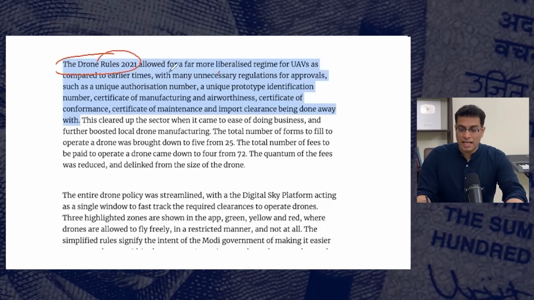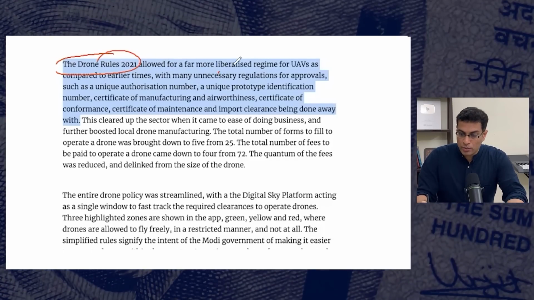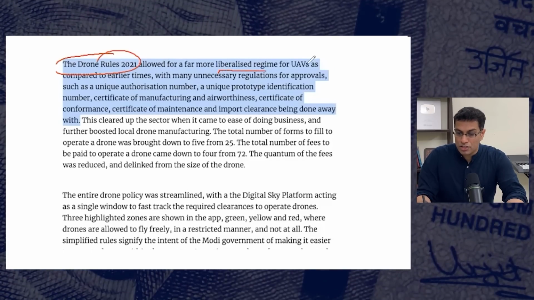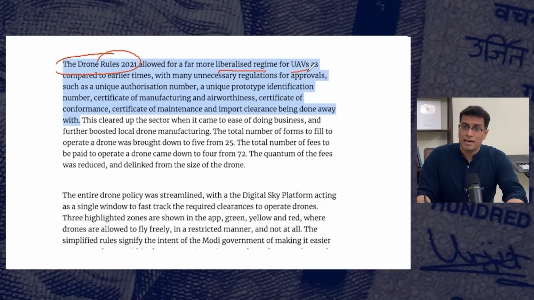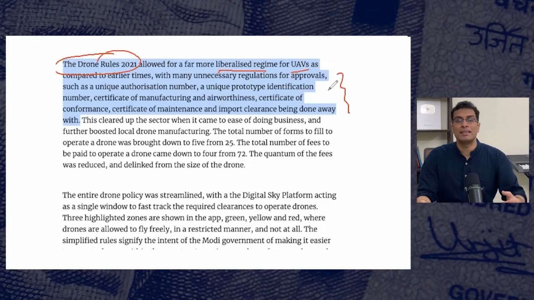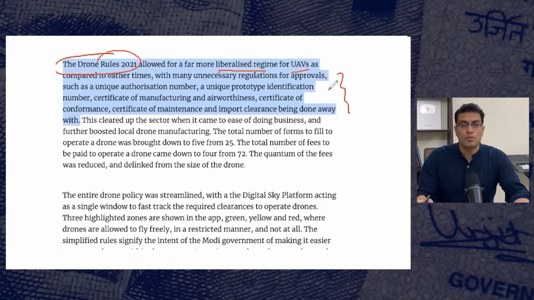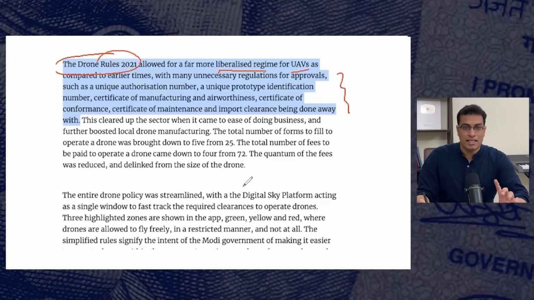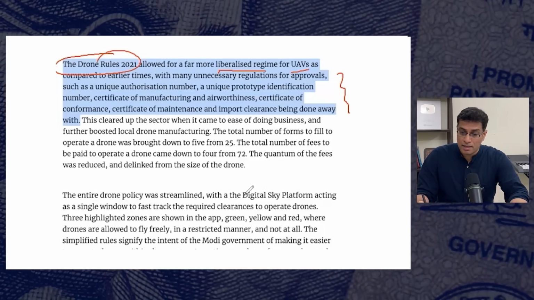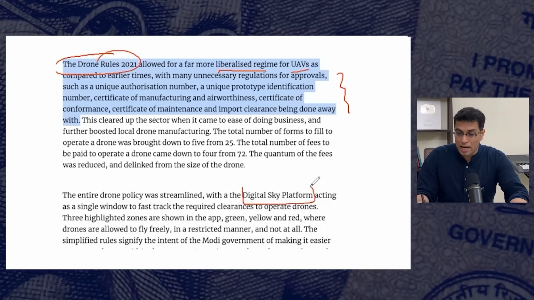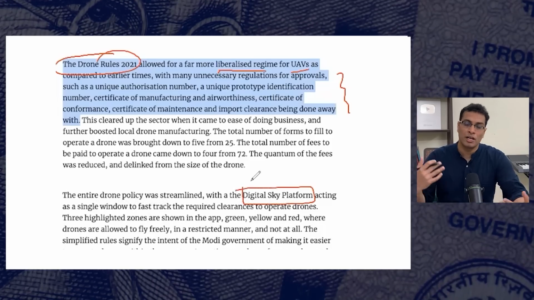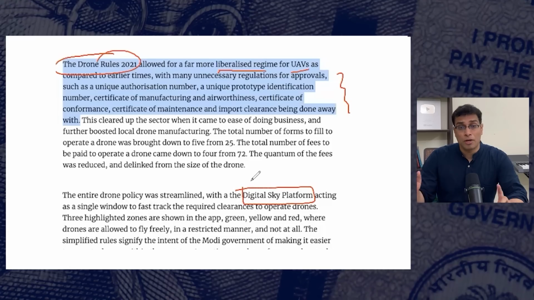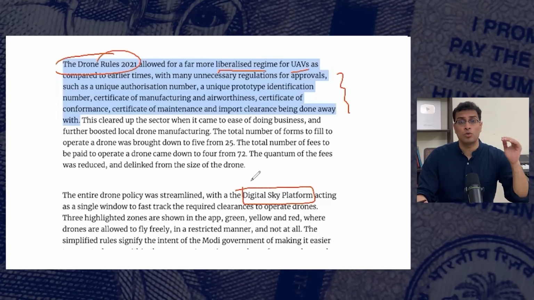So the Indian government came up with something called the Drone Rules 2021, which was a more liberalized regime for UAVs, which is unmanned aerial vehicles, which includes drones. And they established a bunch of norms and regulations which were somewhat favorable in terms of doing drone-based startups. Very recently, they started a single window clearance system called the Digital Sky platform. So if you are someone who is trying to build a drone-based startup in India, then the number of clearances that you need to take came down quite sharply.